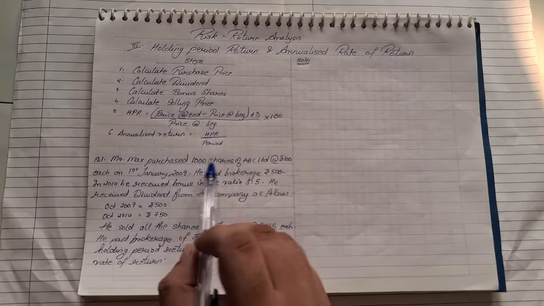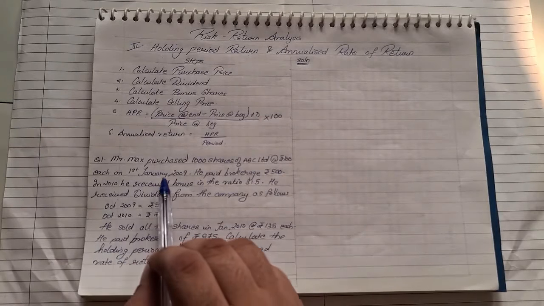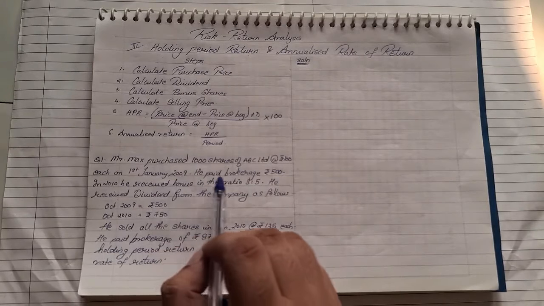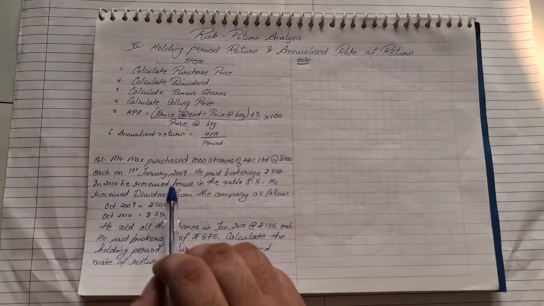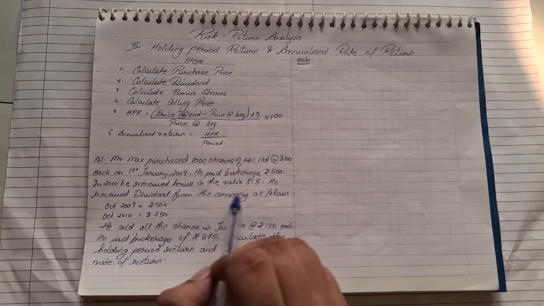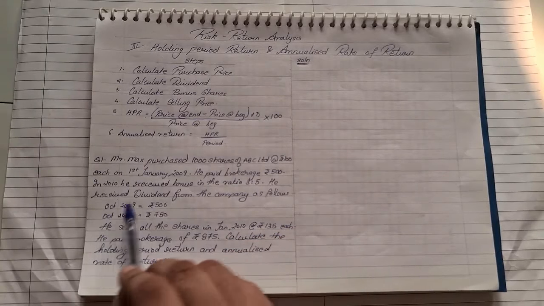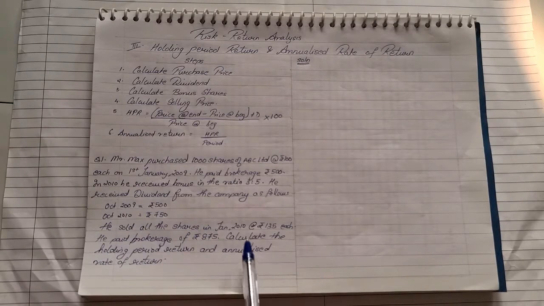Mr. Max purchased 1000 shares of ABC Limited at the rate of rupees 100 each on 1st Jan 2009. He paid brokerage of rupees 500. In 2010, he received bonus in the ratio of 3:5. He received dividend from the company as follows. There are 2 dividends which have been given. Then he sold all the shares in Jan 2010 at 135 rupees each, and he paid a brokerage of 875 rupees. Calculate the holding period return and the annualized rate of return.